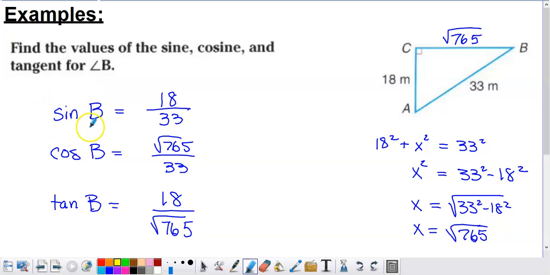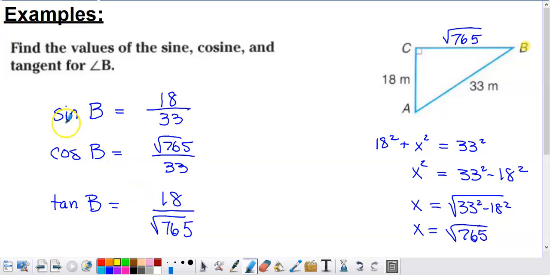So you'll notice how I'm using my notation here. I haven't written out the whole word sine. I'm using the abbreviation. Now, I never just want to write SIN equals. It's always got to be sine of an angle. Now, in this case, we're not using the angle theta. We're using the angle B. So you see the angle B is in the upper right-hand corner of that triangle.